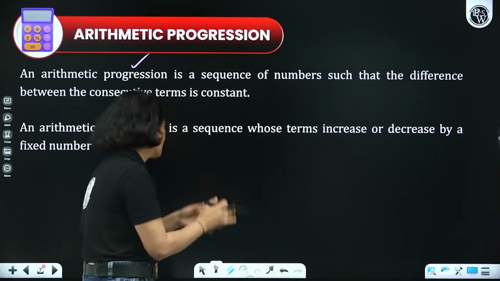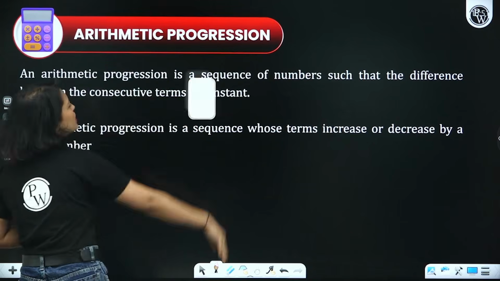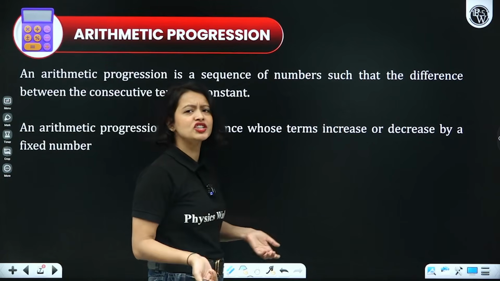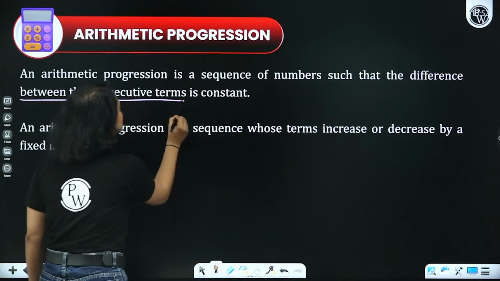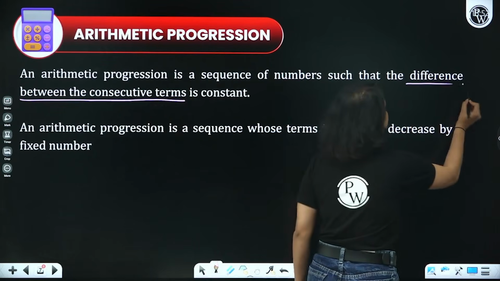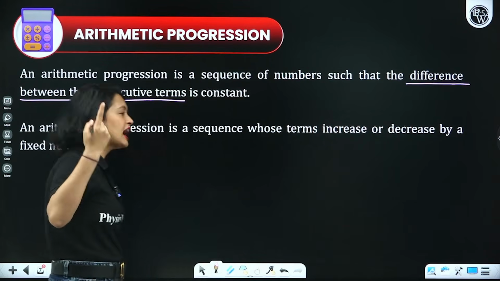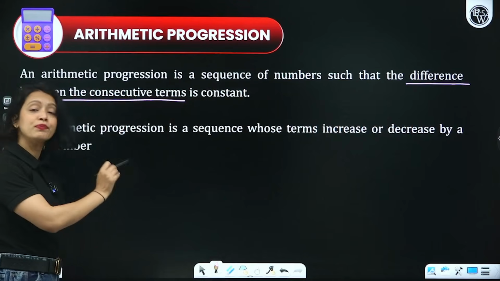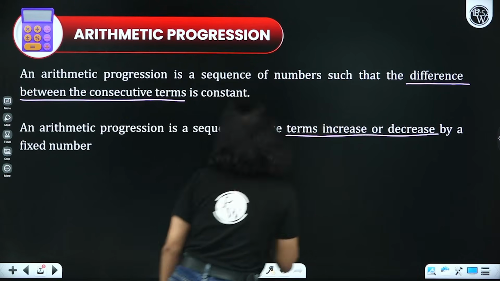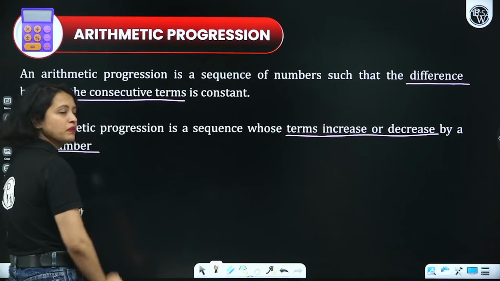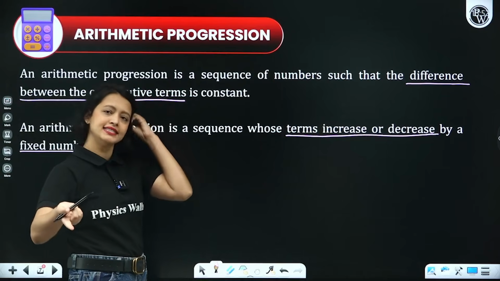What is an arithmetic progression? So an arithmetic progression is a sequence of numbers or a progression of numbers basically such that the difference between the consecutive terms is constant. Or you can say that arithmetic progression is a sequence in which terms increase or decrease by a fixed number. Let's see certain examples.